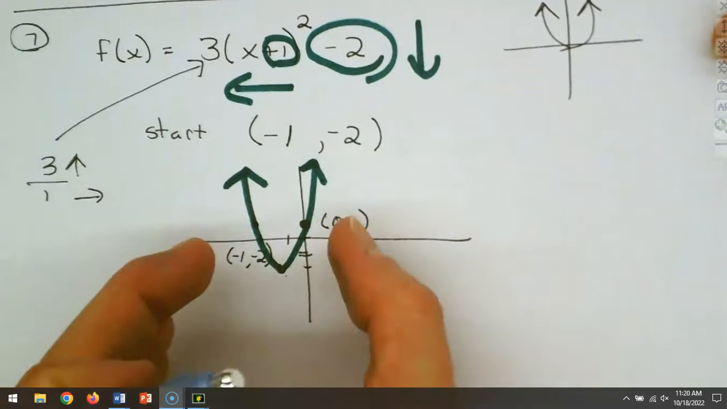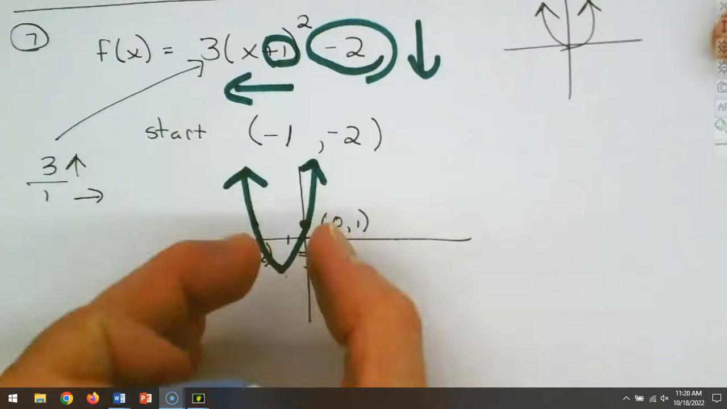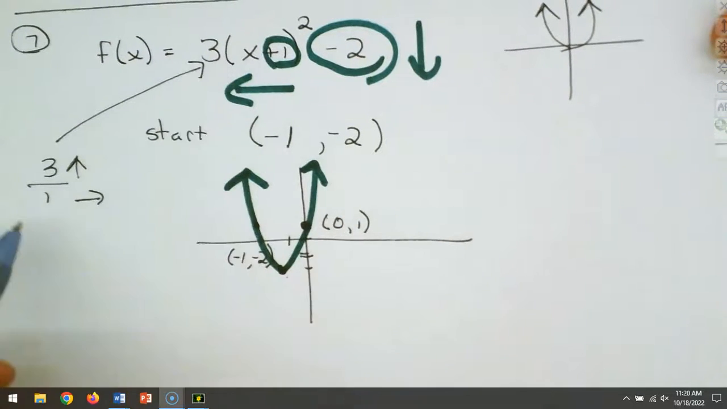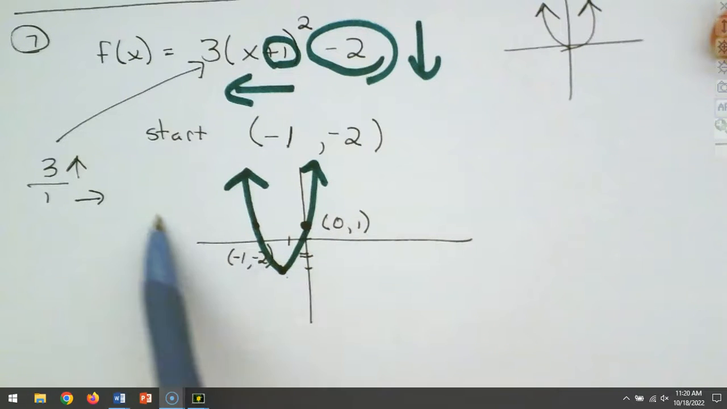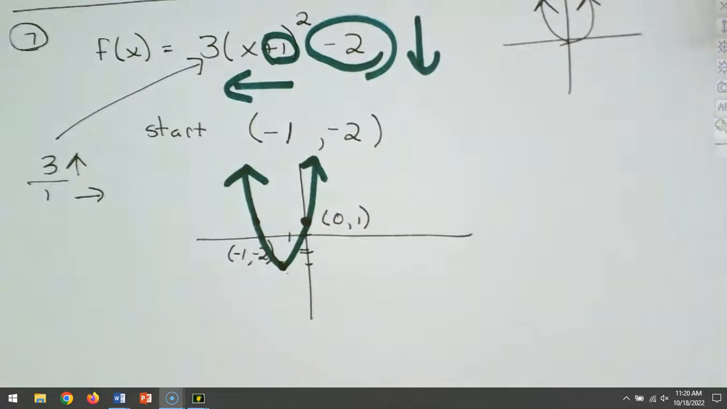And then what about the shape of it? Instead of it normally being shaped about like this, it's tighter. Why? Because of the 3 in front. So up 3 over 1. Normally it would be up 1 over 1, and it would be like that, a little bit wider. Ours is more narrow because of the 3. So that takes care of question number 7.